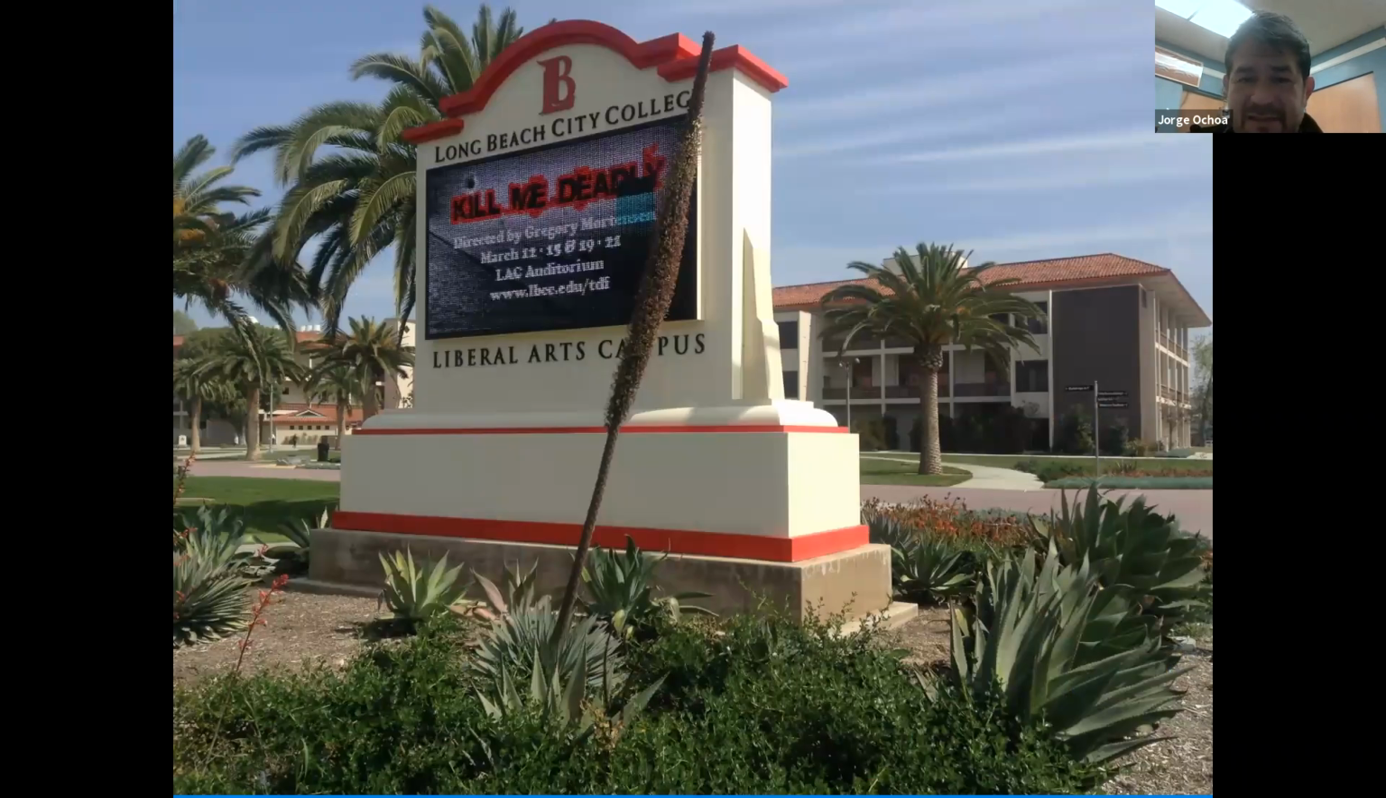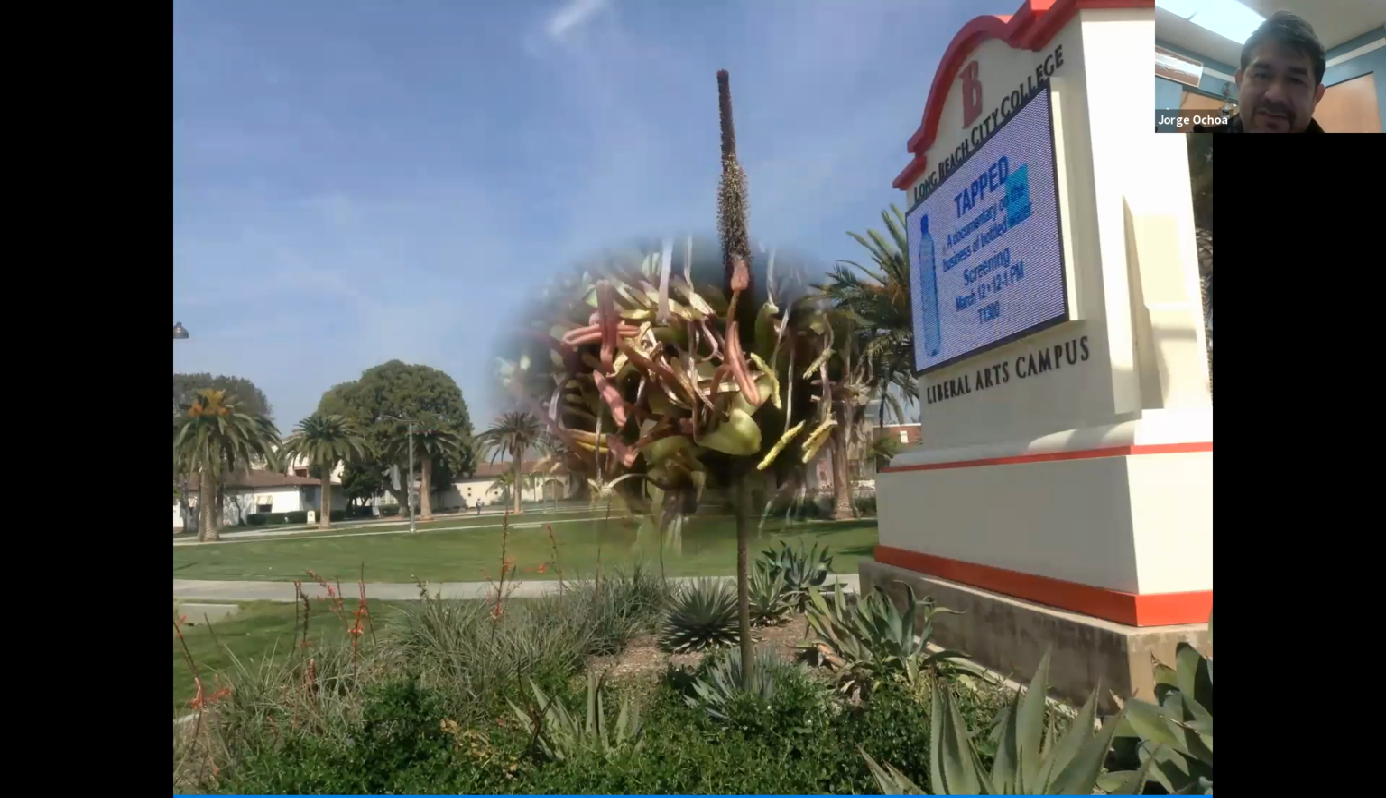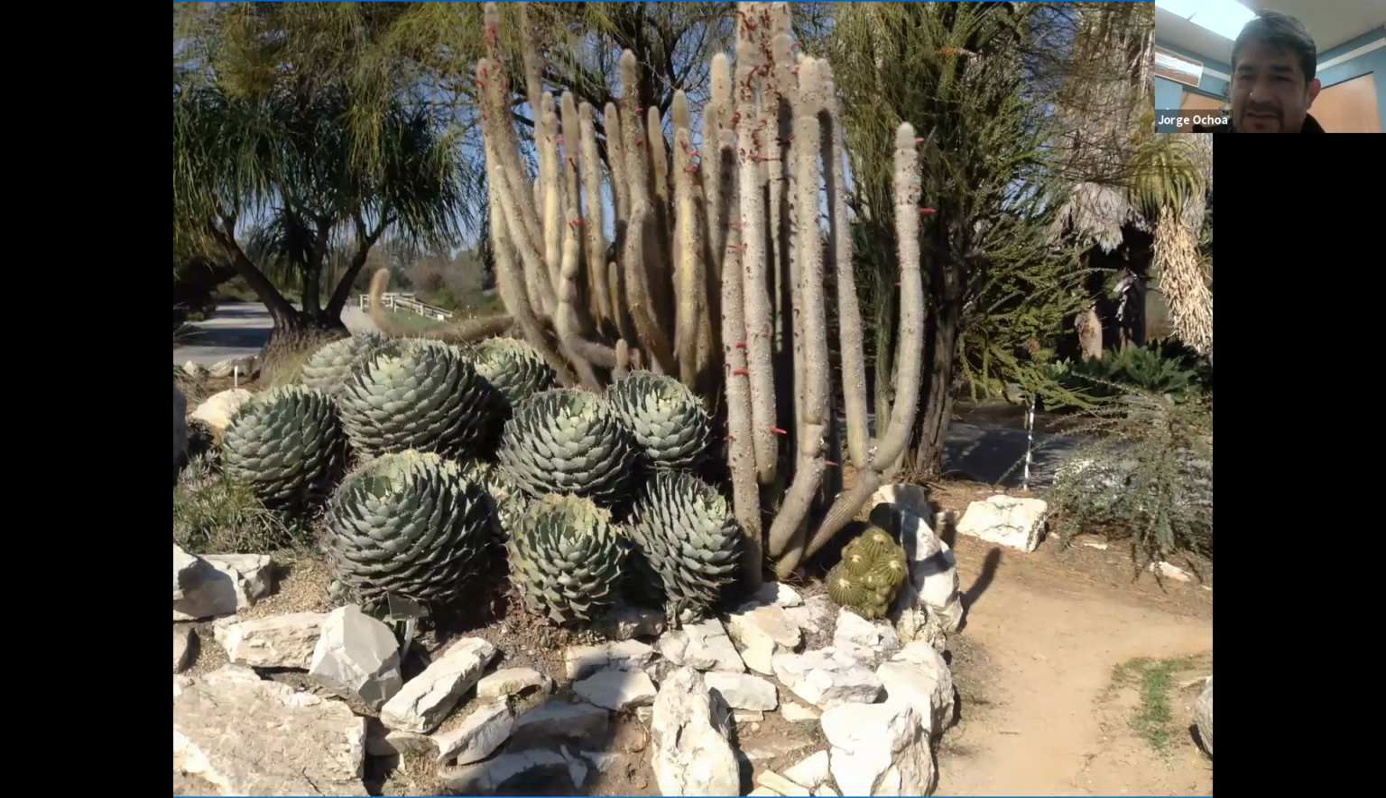Here at our campus, we have several agaves, and during the right time, this one decided to flower, showing us a great display of flowers. And here's just more agaves. Yes, they're a great plant for a dry landscape.